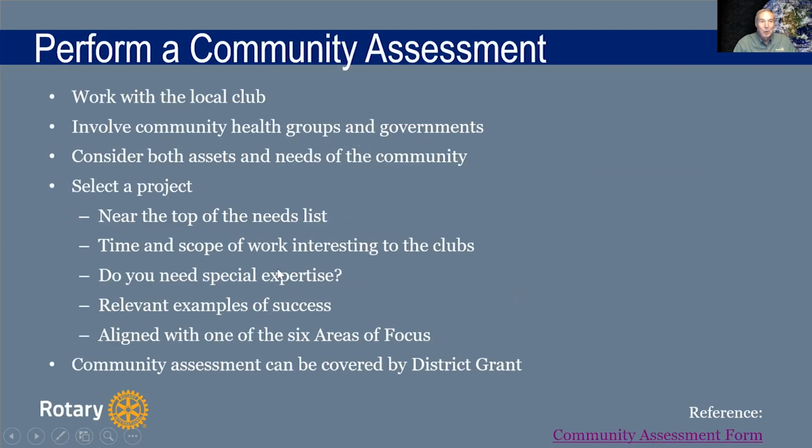Okay, so perform a community assessment. You work with that local club. You involve the community health groups and governments. You consider both assets and needs. As part of an assessment, you're looking for strengths as well as weaknesses.